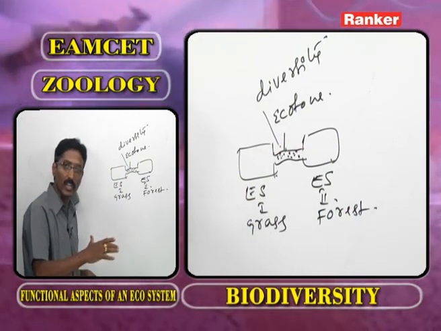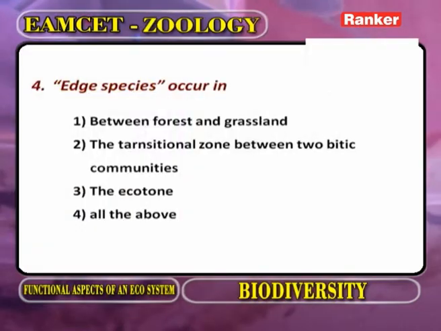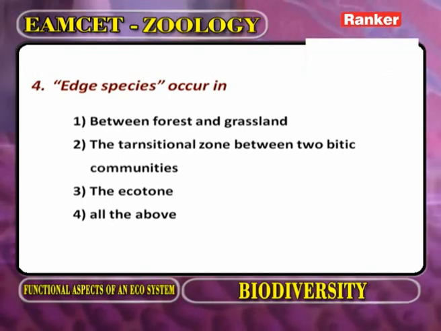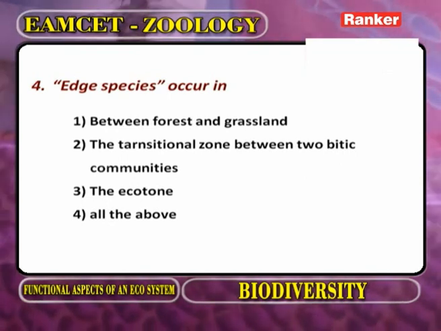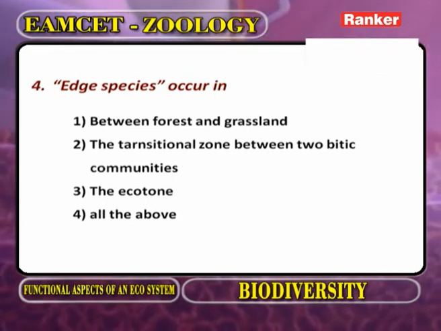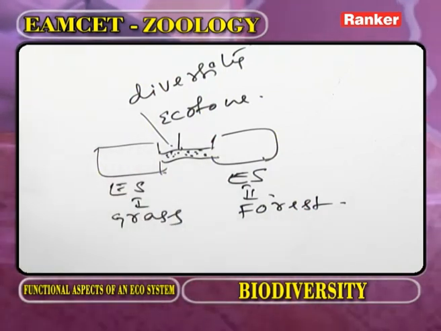Such effect we call it as edge effect. Third one, that transitional zone we call it as ecotone. Now regarding the edge species, what is the correct answer? Now what are the edge species? They are present in the ecotone. What is meant by ecotone? A transitional zone between the two ecosystems.